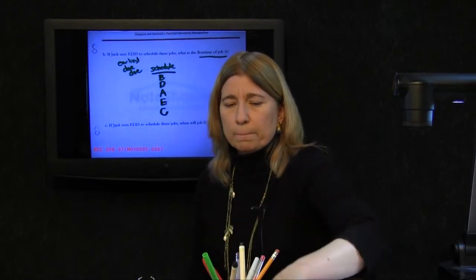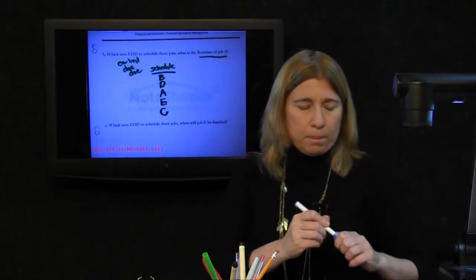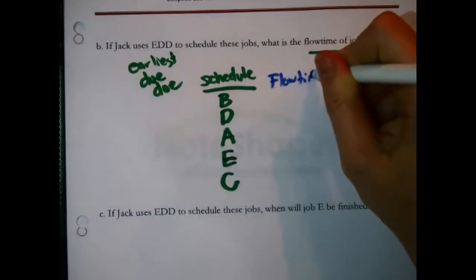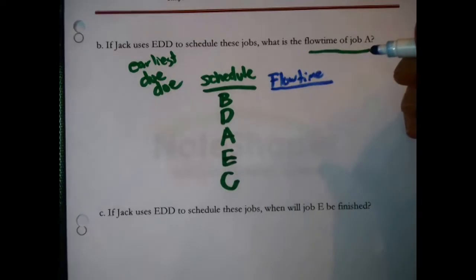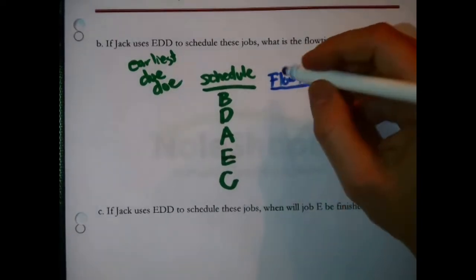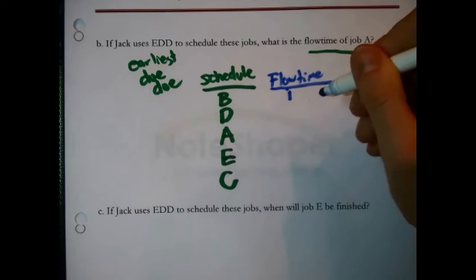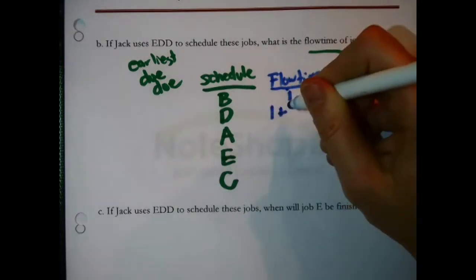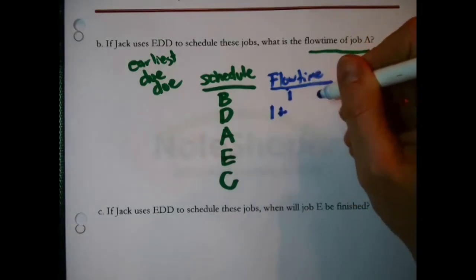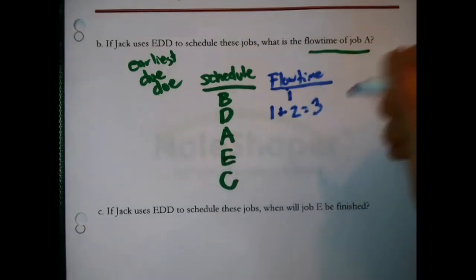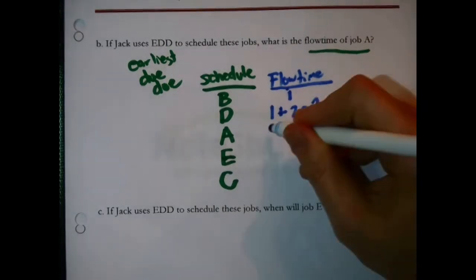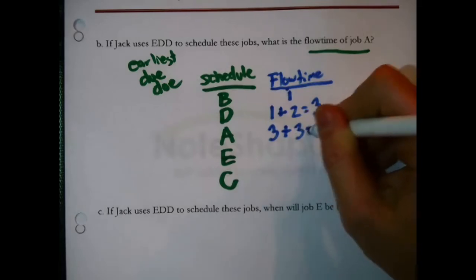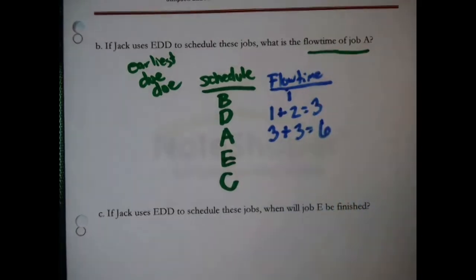So, flow time. Well, the flow time of the first job is automatically its processing time. B is 1 hour, so that's its flow time. The flow time for D is then that 1 hour because it had to wait, plus D is 2 hours worth of work, so its flow time is 3 hours. A has to wait for 3 hours. A is 3 hours worth of work as well, so the flow time is 6, and that actually is what it's asking.